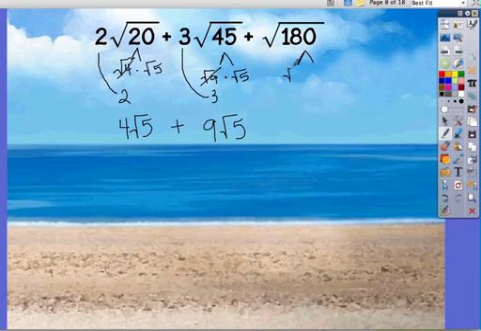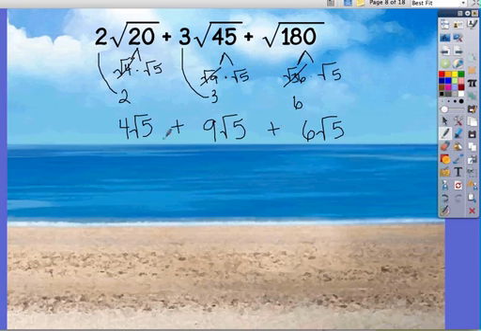180, I know, is the square root of 36 and the square root of 5. Can simplify the square root of 36 into 6. Okay, so I'm multiplying it by the understood 1 out here, so 6 times 1 is 6, and I'm left with the square root of 5. And again, it's a positive.